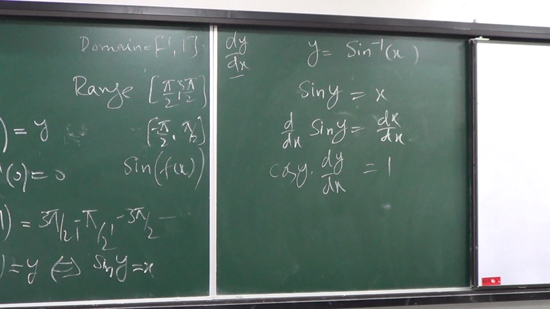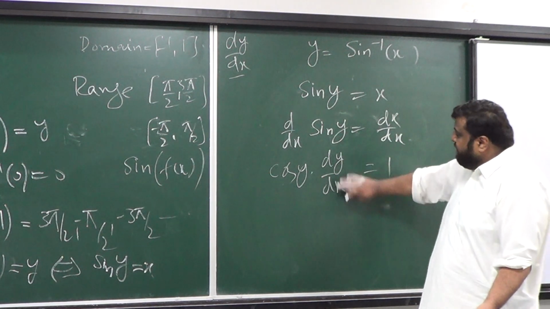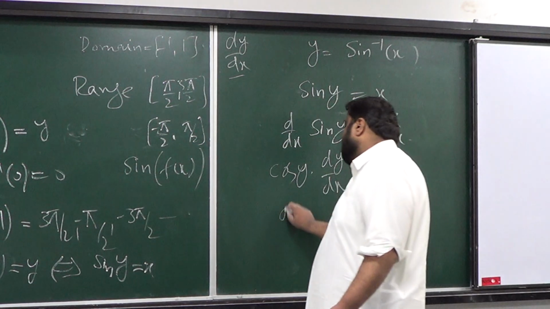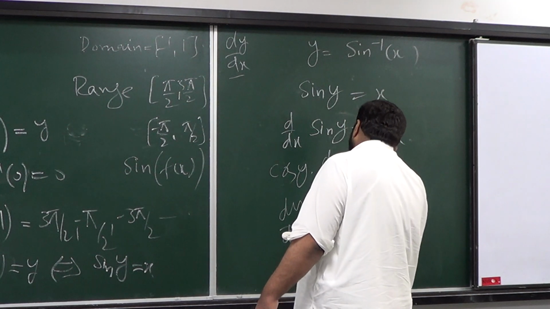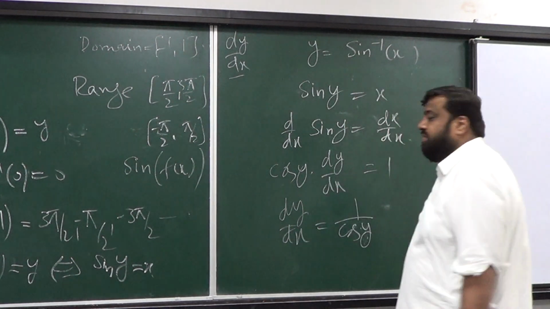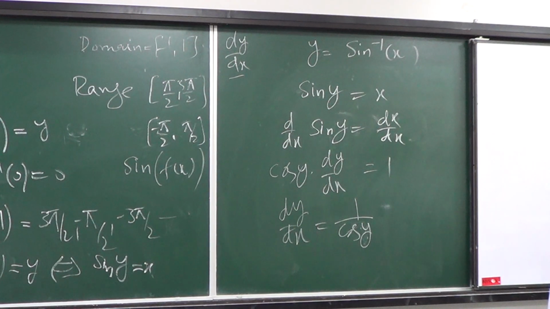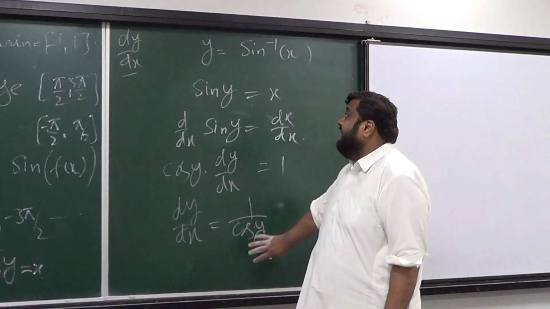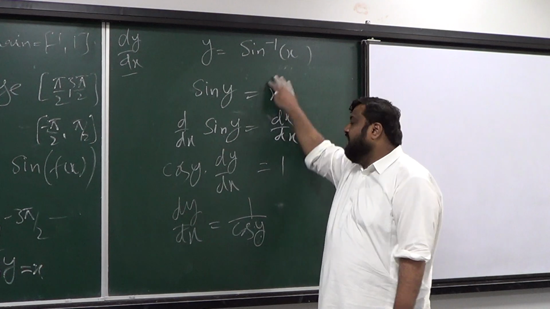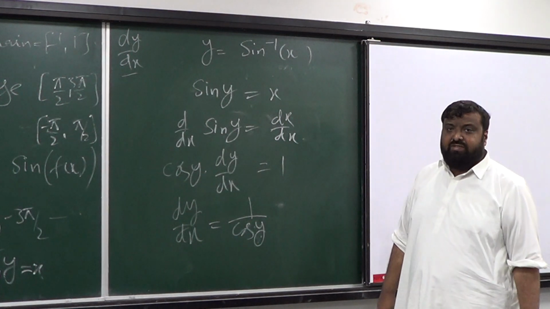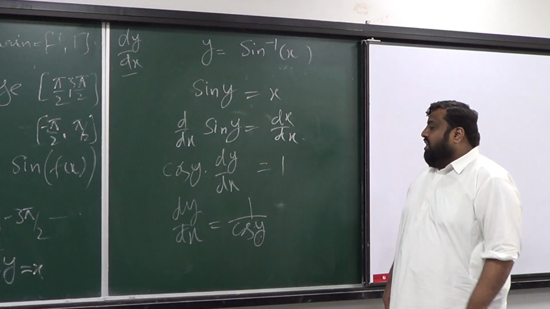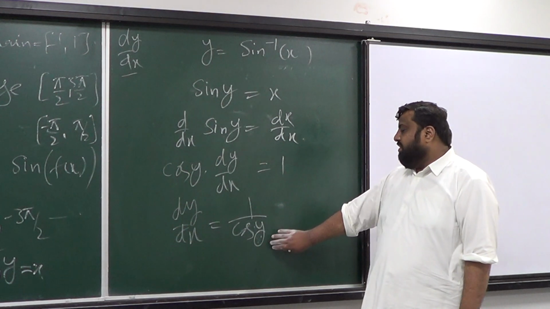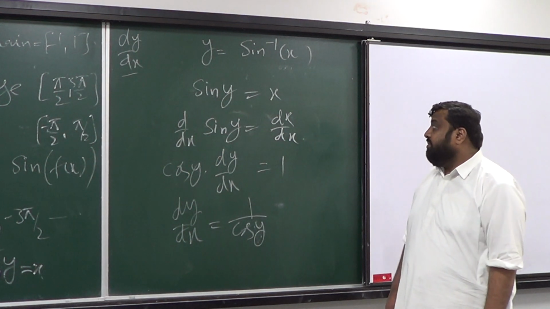Now I can separate this dy by dx. So dy by dx is going to be 1 over cosine of y. Now I want dy by dx as a function of x, because y is a function of x, while at the moment it is a function of y. So how can I turn this function into terms of x?